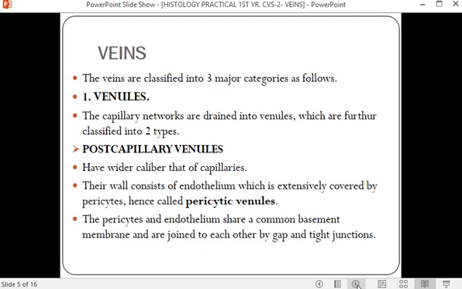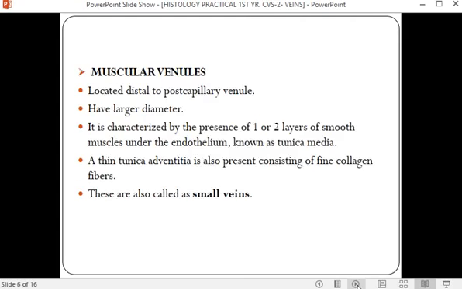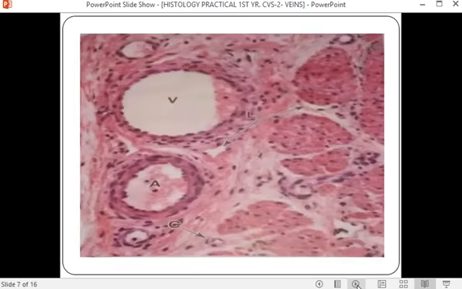The pericytes and endothelium share a common basement membrane and they are joined to each other by gap and tight junctions. Now, the muscular venules are located distal to post-capillary venules. They have a larger diameter and are characterized by the presence of one or two layers of smooth muscle under the endothelium, which is also called the tunica media of the muscular venule. A thin tunica adventitia is also present, consisting of fine collagen fibers. So, muscular venules are also called small veins.